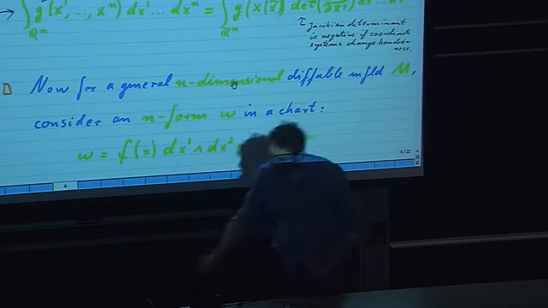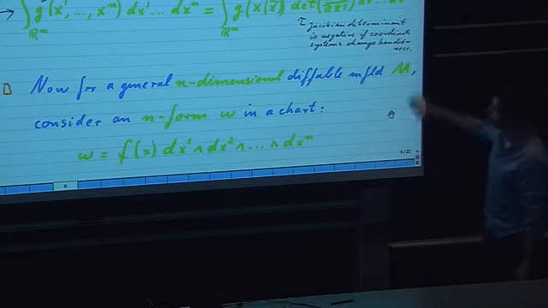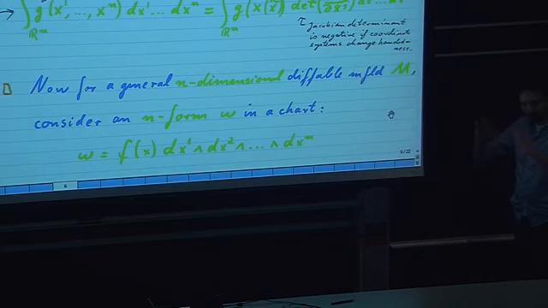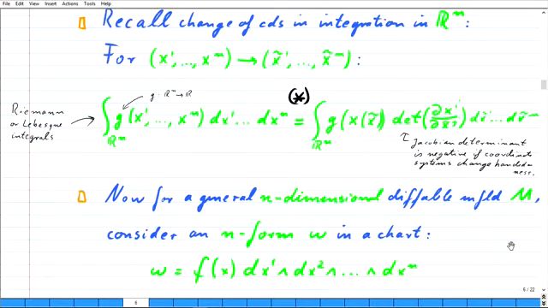Now let's consider an n-dimensional differentiable manifold, M, which is not Rn in general, but just some general n-dimensional differentiable manifold. And let us consider an n-form omega on that manifold. So it's a maximum degree form on the manifold, an n-form. And as we discussed earlier, these are the ones that can be integrated over n-dimensional manifolds. We integrate 3-forms over 3-dimensional manifolds, n-forms over n-dimensional manifolds.